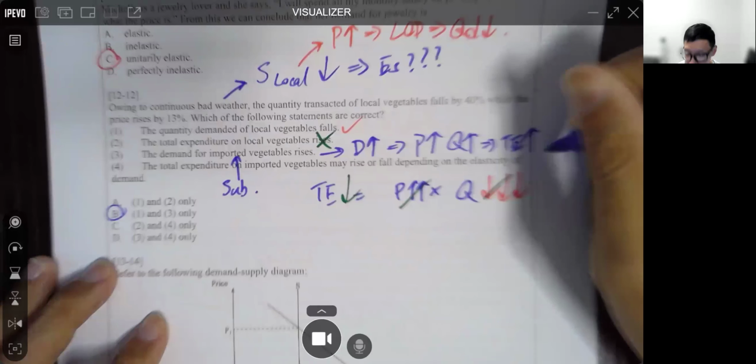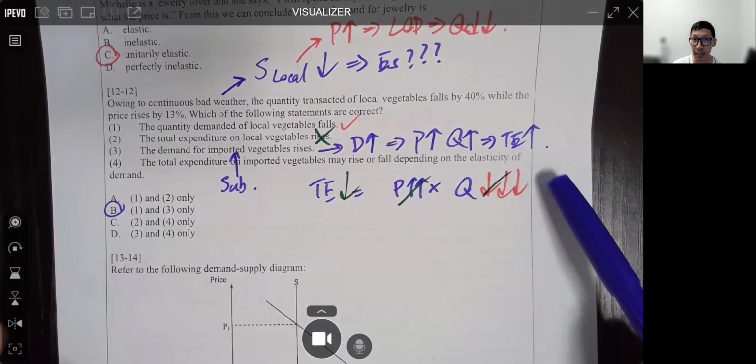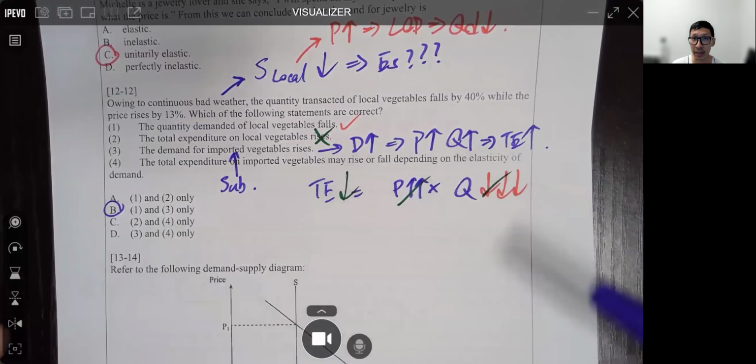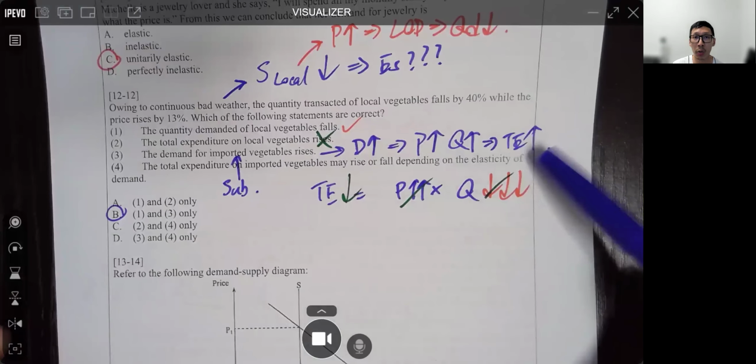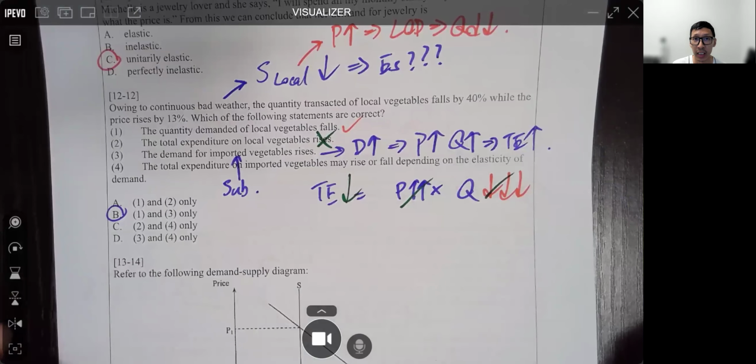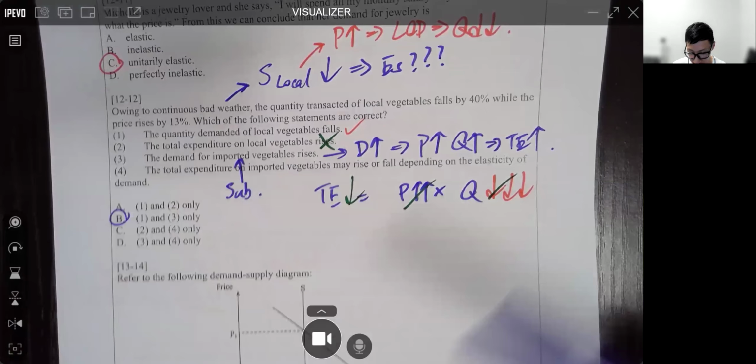TE must increase. It does not need to depend on elasticity of demand because this is an increase in demand. Both price and quantity would increase. No need to depend on anything. Okay, 得唔得？ So this is how we do it. Answer B. 好啦，然之後啦 we're given this diagram.